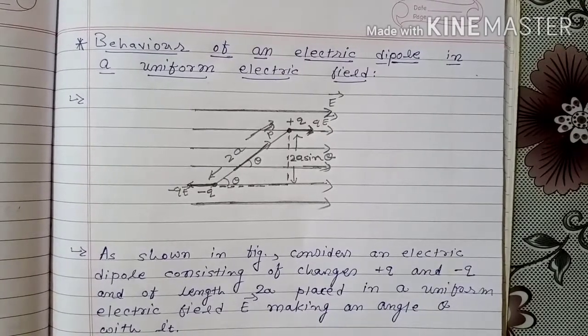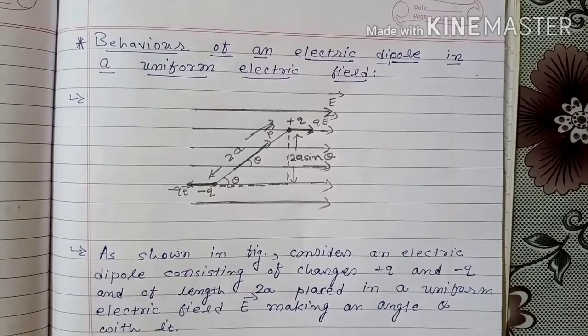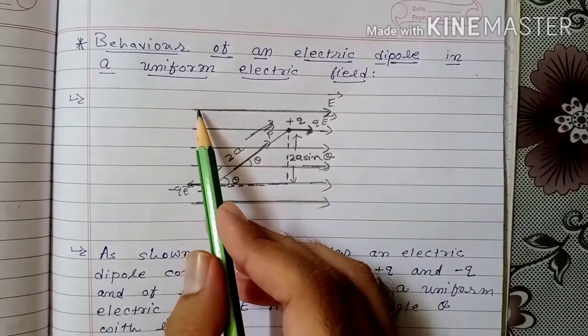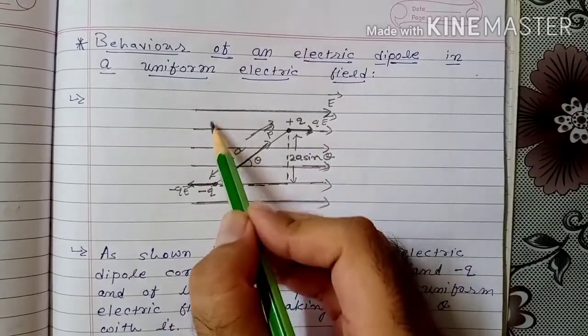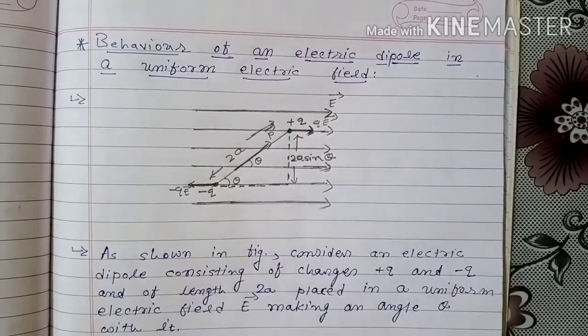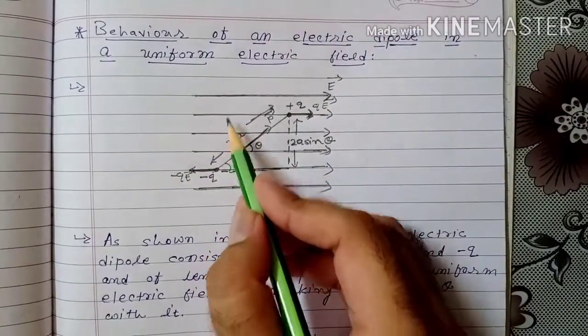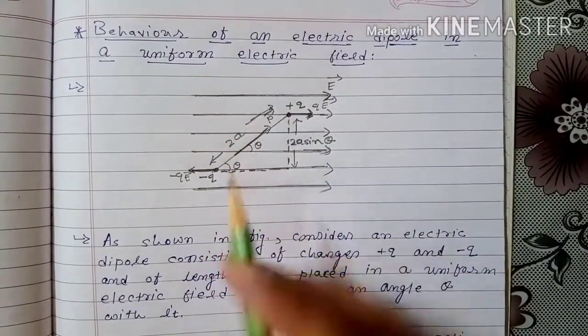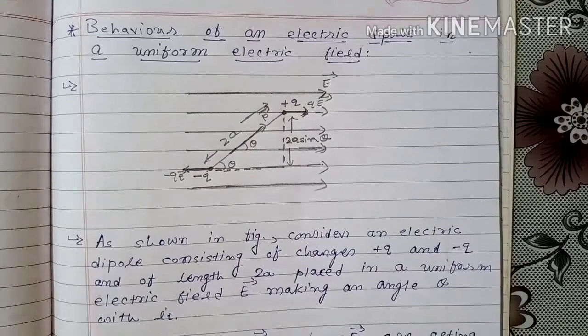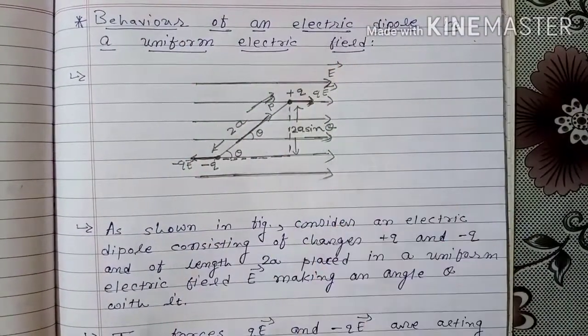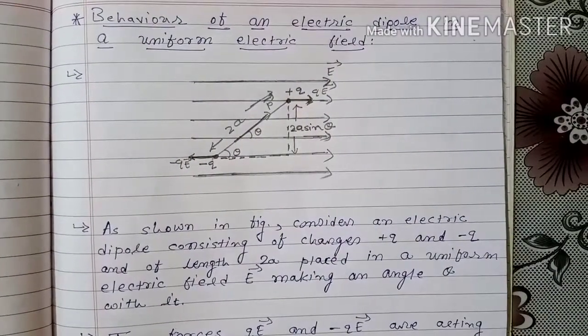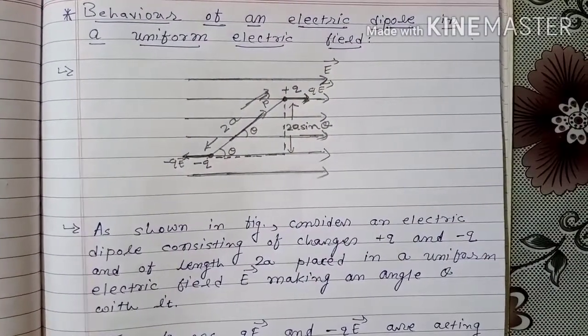To represent this electric field pictorially, we have to draw electric field lines parallel to each other and they should be equidistant. Yes, space between two consecutive electric field lines should be the same. Behavior of an electric dipole in a uniform electric field: we have to place an electric dipole in a uniform electric field.